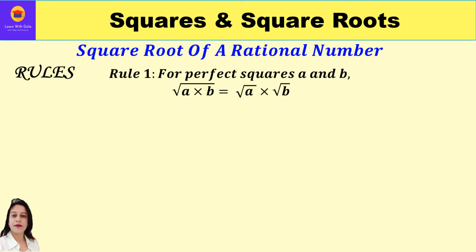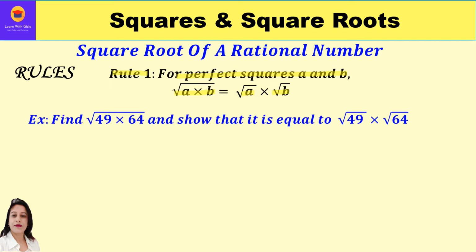Rule 1 says for perfect squares a and b which are also rational numbers, root of a into b is equal to root a into root b. Basically we can split the product into two factors, that is root a into root b. Now let me take up an example to explain my point.